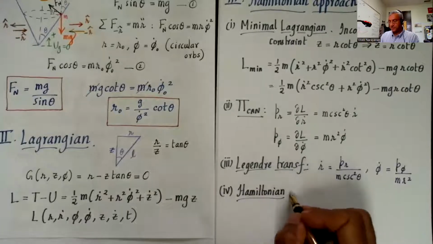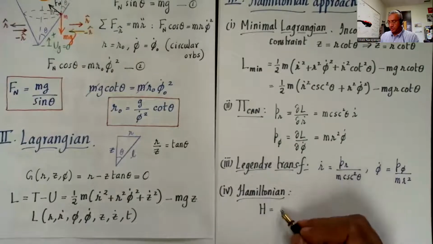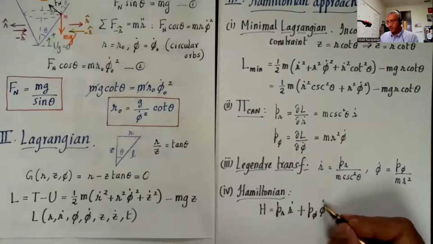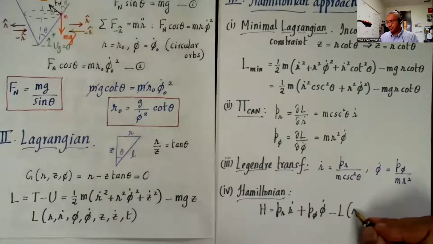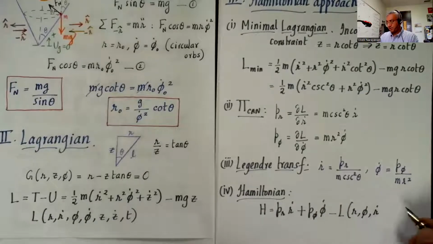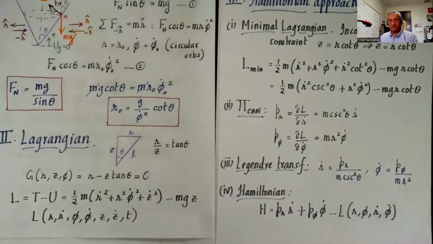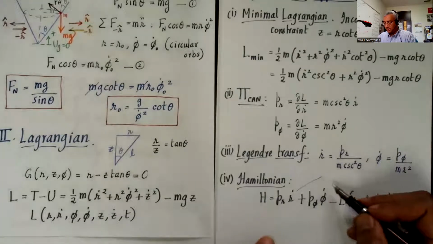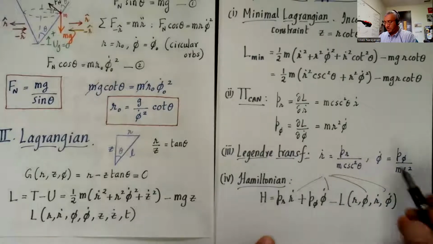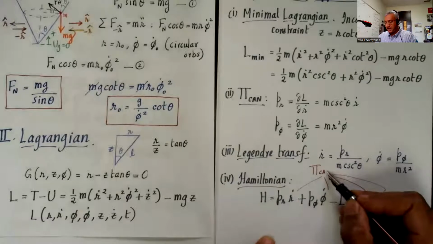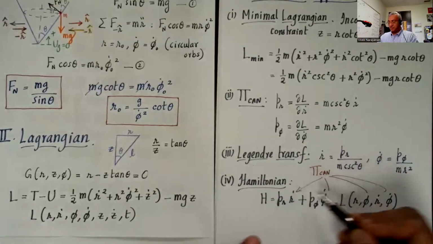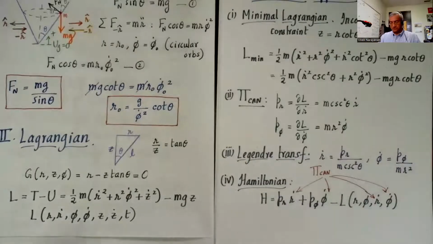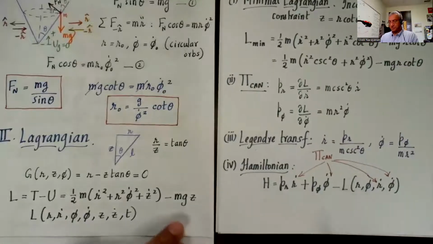The Hamiltonian H is equal to p_r times r dot plus p_phi times phi dot minus the Lagrangian L, which is a function of r, phi, the minimal Lagrangian, that is, r dot and phi dot. It's not a function of time, so I won't write it. The thing that you should keep in mind in this case is that all of these things should be in terms of the canonical momentum. So I'll just write pi can as a reminder. Okay, all of these should be written in terms of the canonical momentum. So that's where all the algebra is. So let's do that algebra.